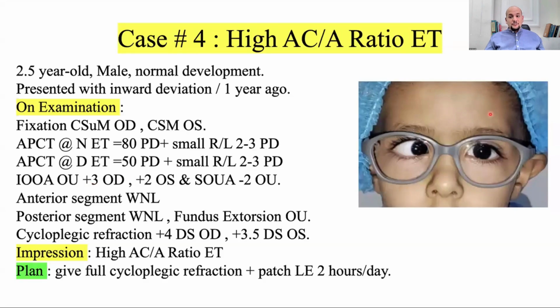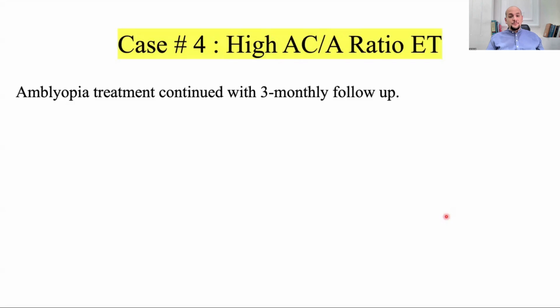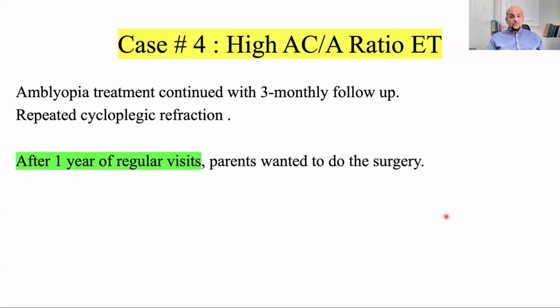I started the patient on patching the left eye so the vision in the right eye would improve. Amblyopia treatment continued with a 3-month follow-up. Every 3 months, I would see the child and repeat the cycloplegic refraction. After 1 year of regular visits, the parents wanted to do the surgery. Before that, the parents were skeptical and stressed about doing the surgery.